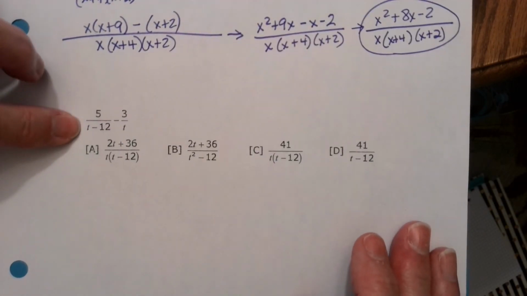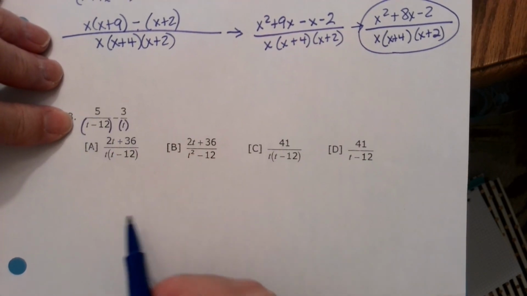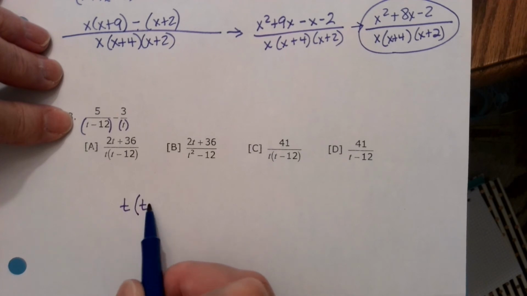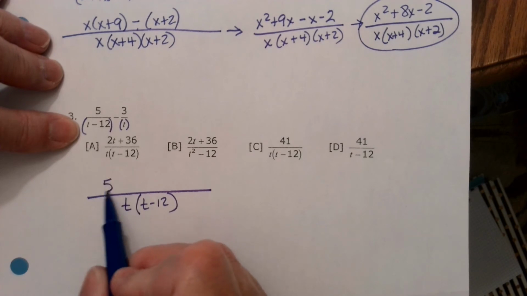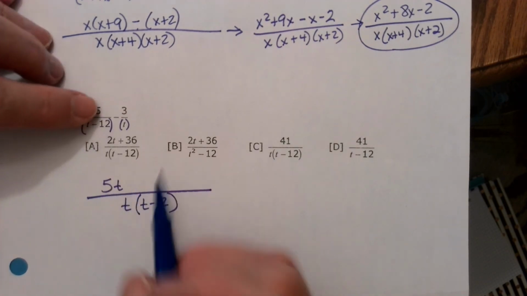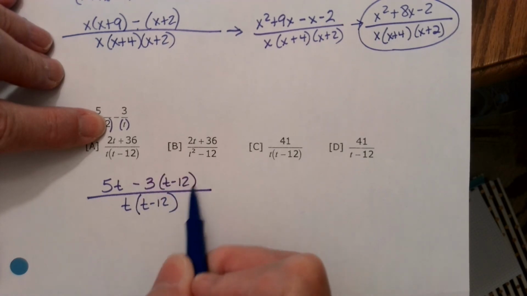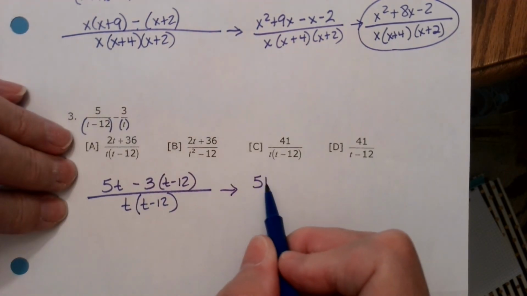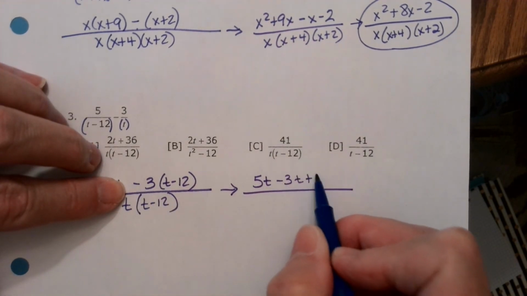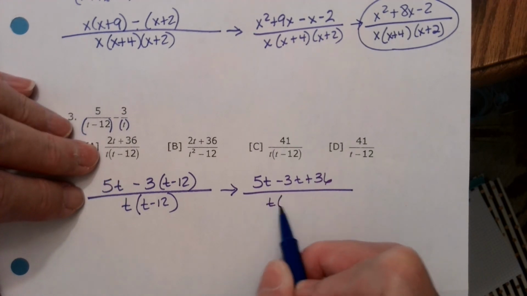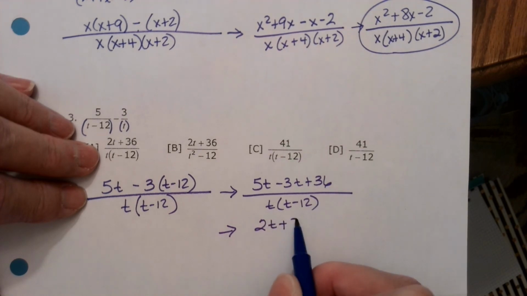Okay, so this is a t. All right, so this is one thing, and this is one thing. So the common denominator will be this. So this one has to be multiplied by t, so I multiply the 5 by t. This one has to be multiplied by the t minus 12. Okay, so I got 5t. This is a negative 3 I'm distributing. Do not multiply this out. And I get 2t plus 36.